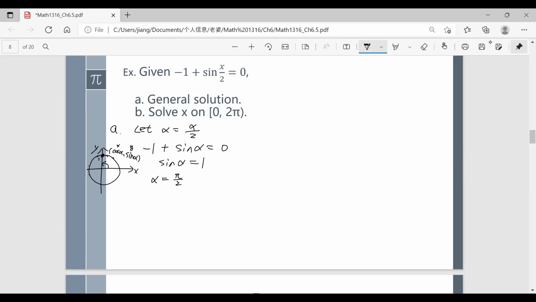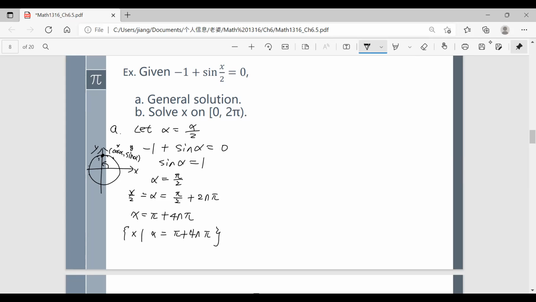And what's the general solution for alpha? Alpha equals pi over 2 plus 2n pi. And how about the x? This is x over 2, so x equals all of them multiplied by 2. That's pi plus 4n pi. So I can write it down like this: x such that x equals pi plus 4n pi. This is the general solution.